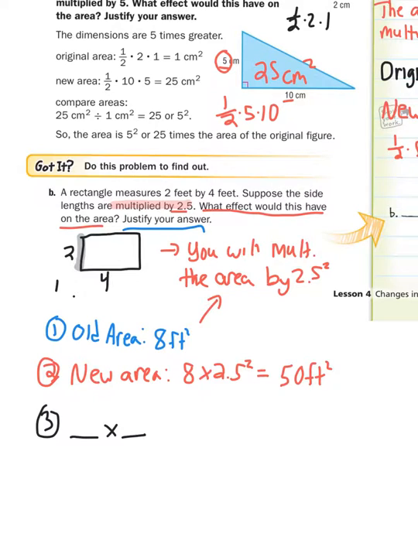And you know what I might even do? I might even draw a new rectangle so I can write my new dimensions down. So see if you can do this and get 50. Now try it. Pause the video. When you're done, get started.